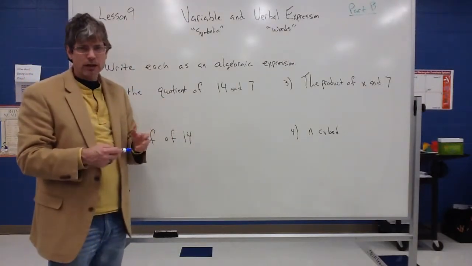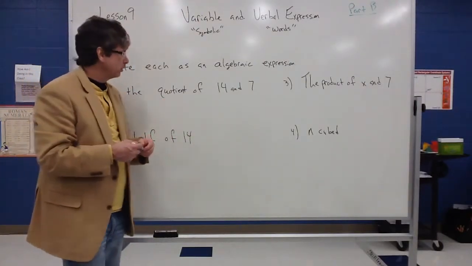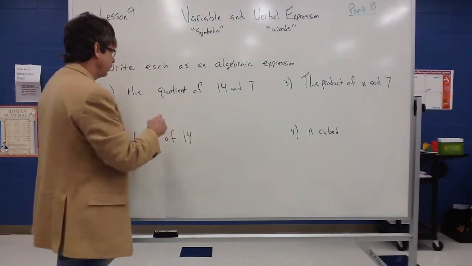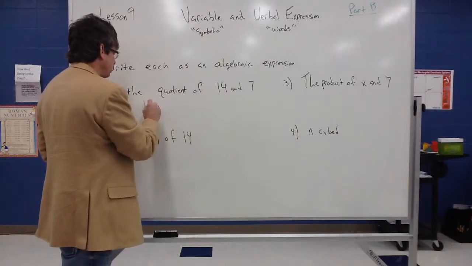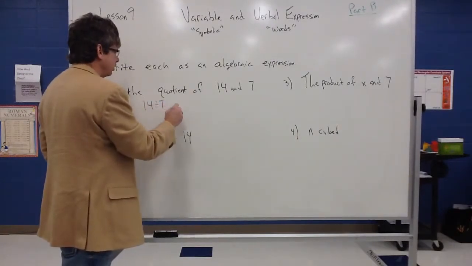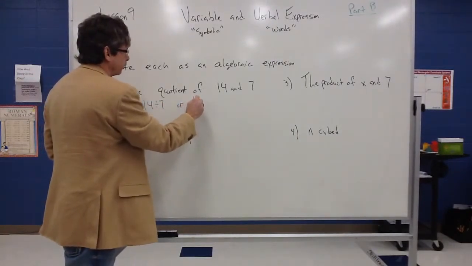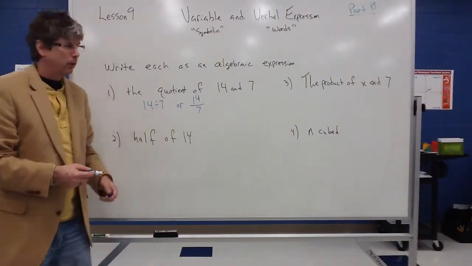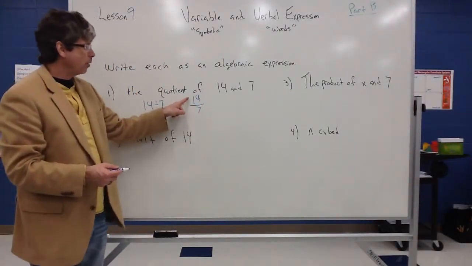The word quotient actually means to divide. So the quotient of 14 and 7 means to divide. So that's going to be 14 divided by 7. Also, we can write that as 14 over 7. Those both represent a division problem. In algebra, we more commonly write it as a fraction.